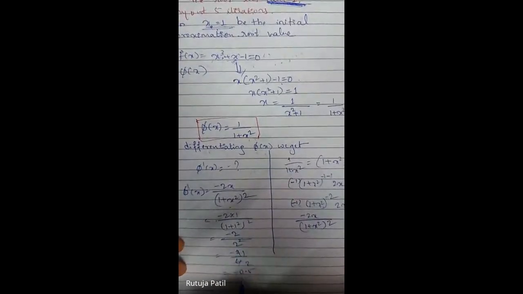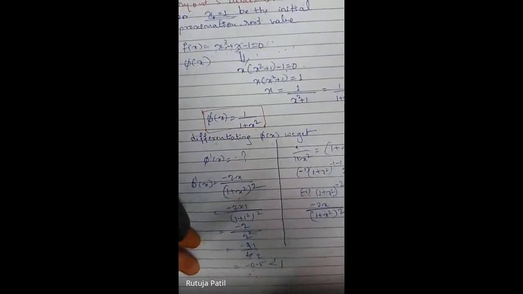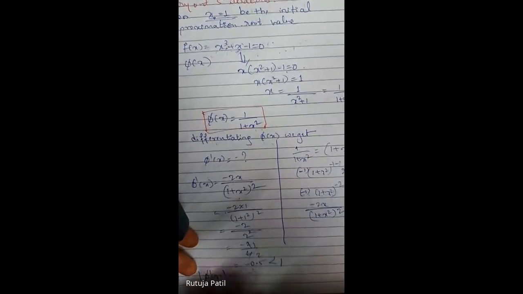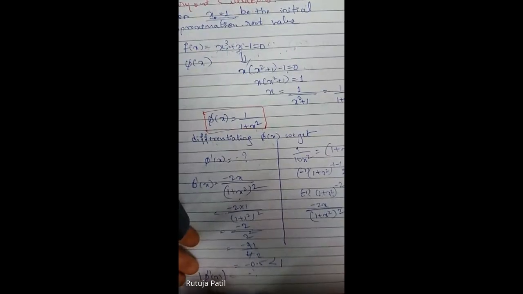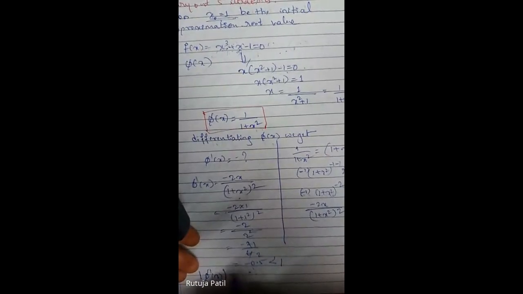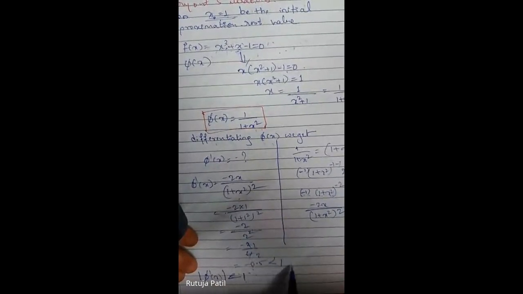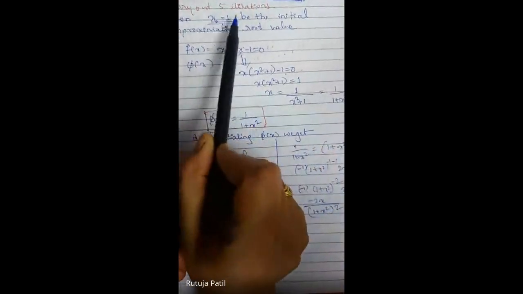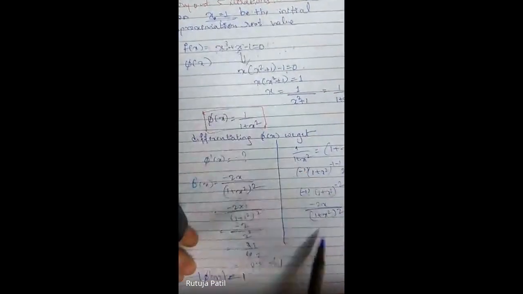Since this minus 0.5 is less than 1, what is the necessary condition? Any value you substitute for x, whichever you have considered as x naught, after substitution you should get a value which is less than 1. Since this 0.5 is less than 1, whatever we have considered here, the x naught value of 1, is the right value.